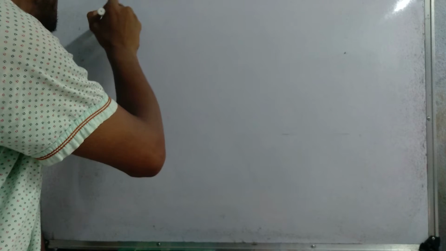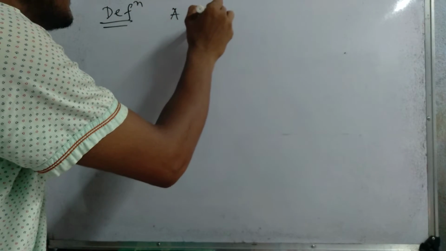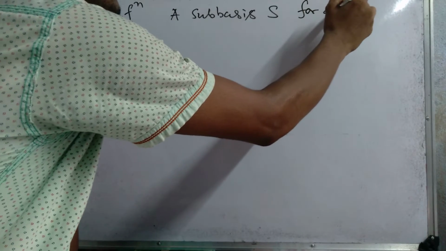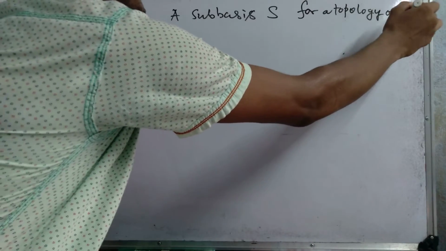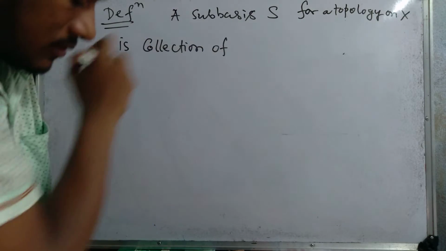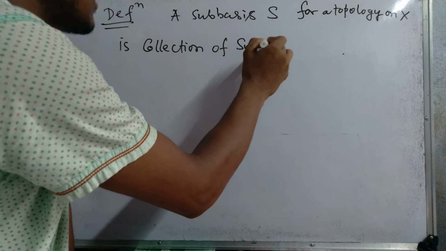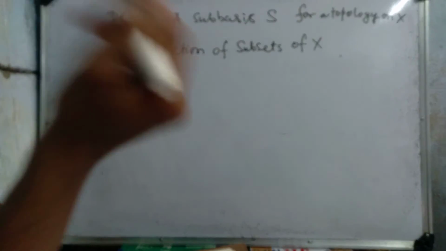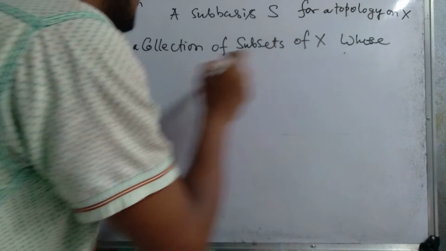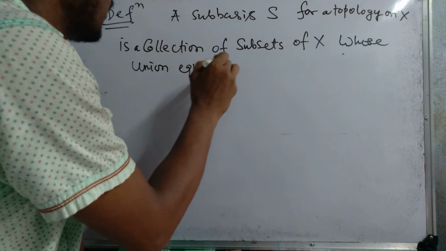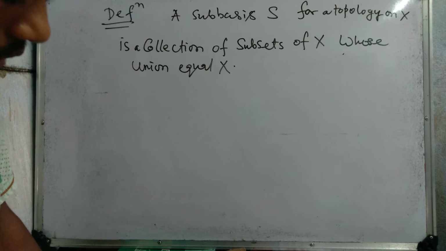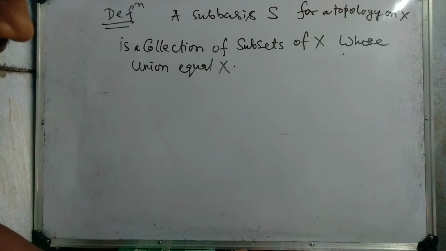Subbasis. We write the definition. A subbasis for a topology on X is a collection of subsets of X whose union equals X. Also, the topology generated by the subbasis is defined to be the collection tau of all unions of finite intersections of elements of S.